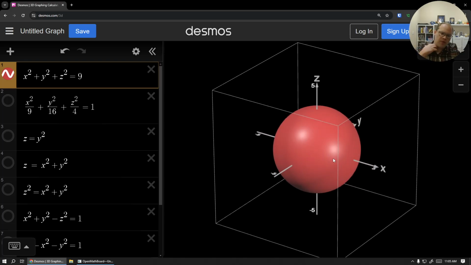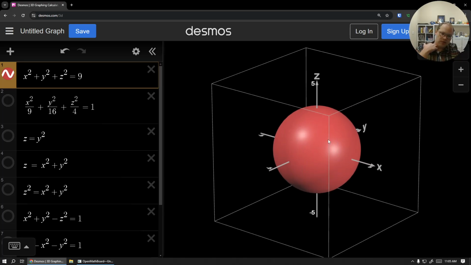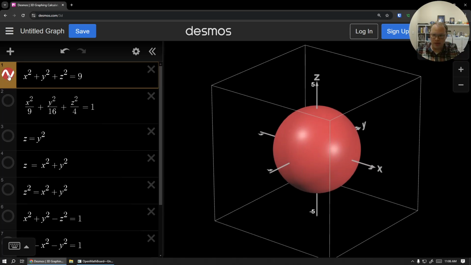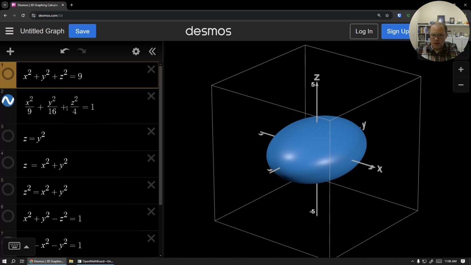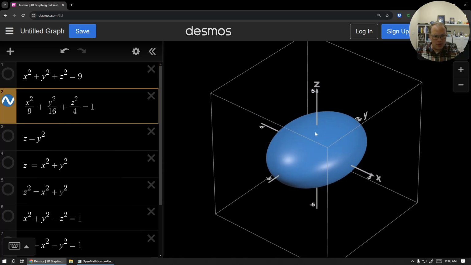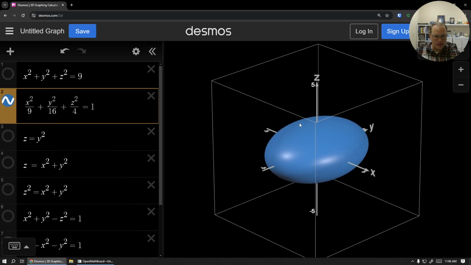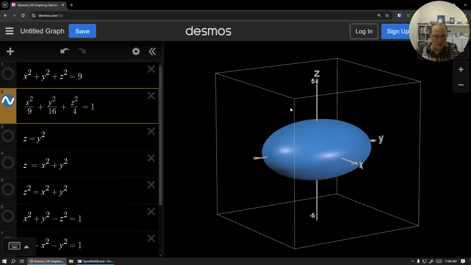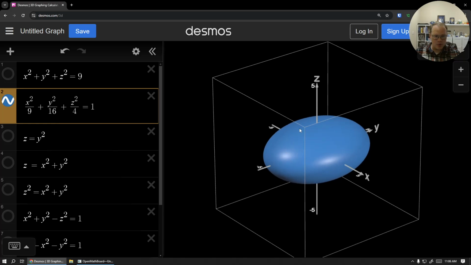Okay, so let's start with the first one here. This is, of course, a sphere. Nice, easy, simple quadric surface. If you stretch it out a little bit in each direction, you get this. This is the 3-dimensional equivalent of an ellipse. It's called an ellipsoid.